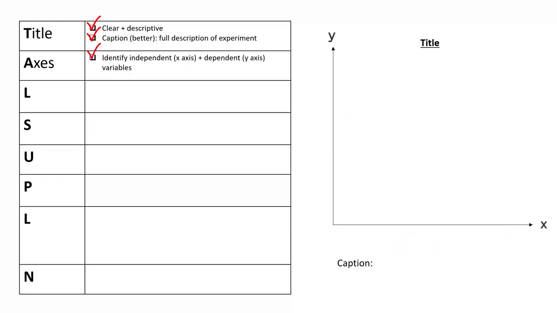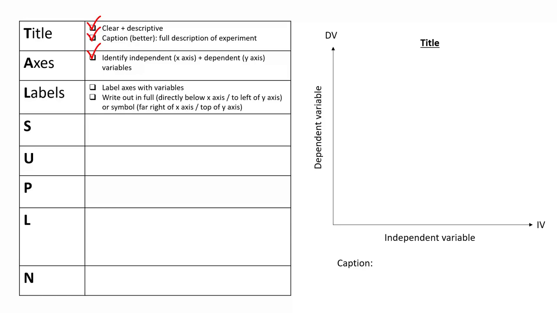After that, the L stands for labels. You need to label each of your axes with the independent and dependent variable, which you determined in the previous step. You can write out the variable in full and place it directly below the x-axis or to the left of the y-axis, or use the variable symbol and place it on the far right-hand side of the x-axis or the top of the y-axis.